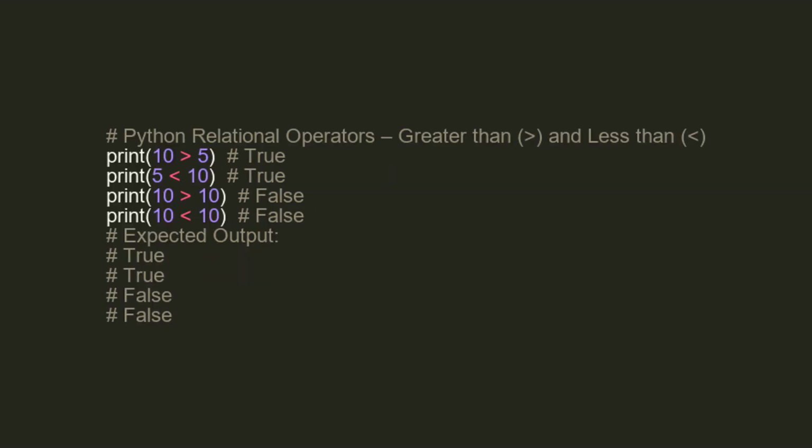Next up are the greater than and less than operators. The symbol greater than checks if the value on the left is more than the one on the right and returns true if that's the case. The symbol less than checks if the value on the left is less than the one on the right, and again, if it is, it returns true. Both operators return false if the values are equal or if the relationship doesn't hold true.